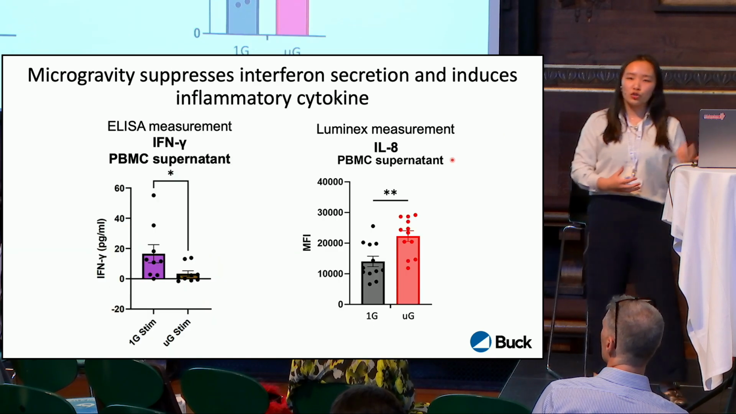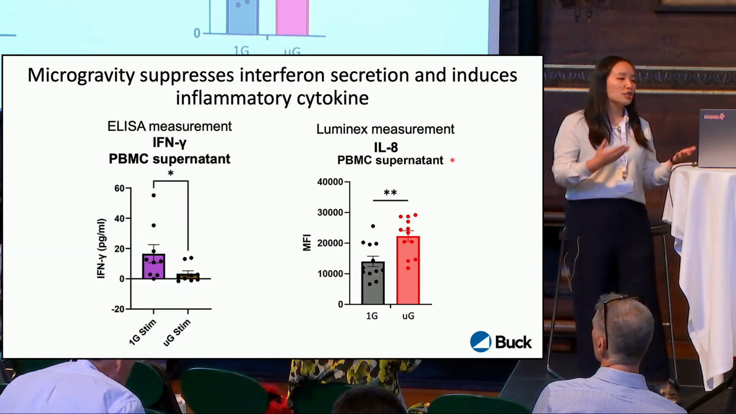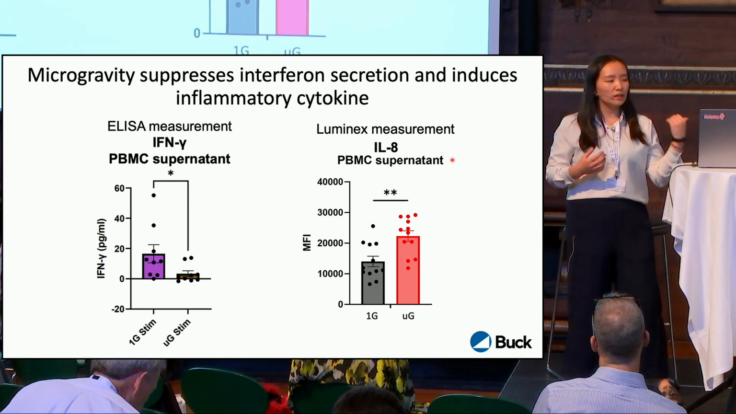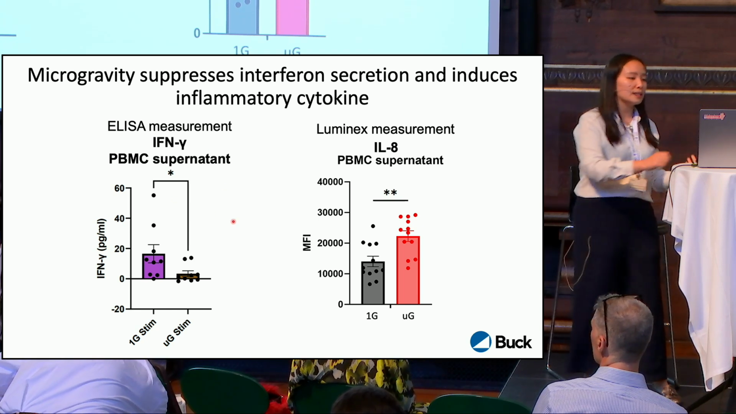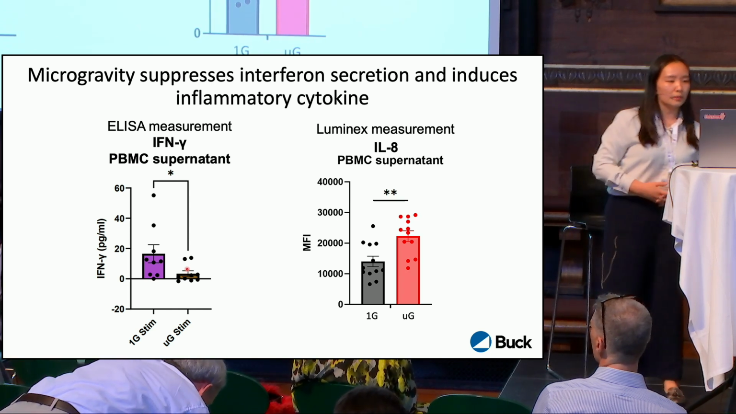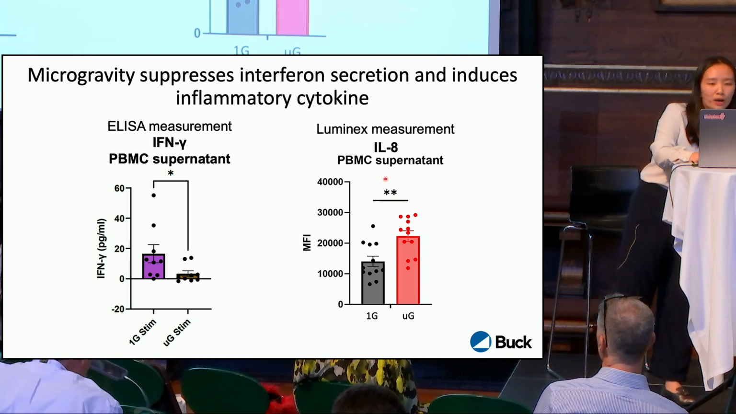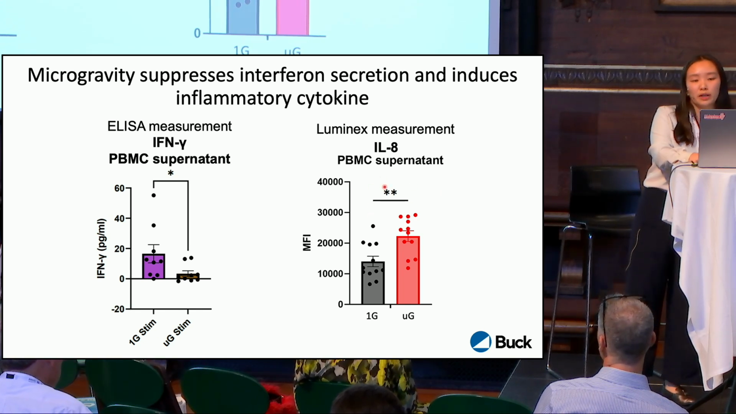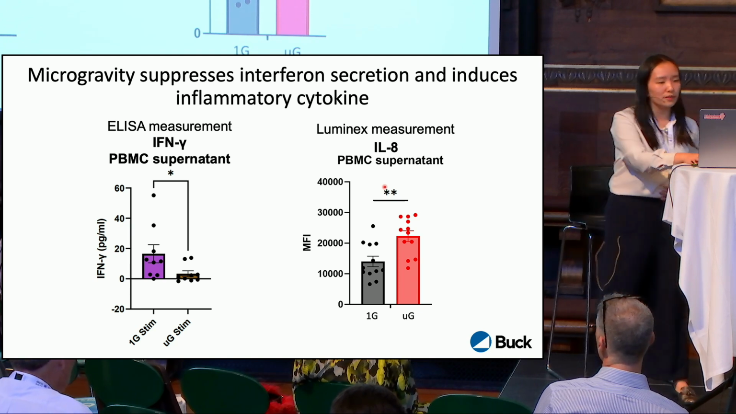Seeing that at the transcript level, we obviously wanted to validate it further at the protein level. So we then did, on the left, ELISA measurements of the cells. And you can see that the microgravity condition makes the cells secrete much less interferon gamma. Whereas on the right, when the cells are in microgravity, they produce more interleukin 8, which is also a pro-inflammatory cytokine.